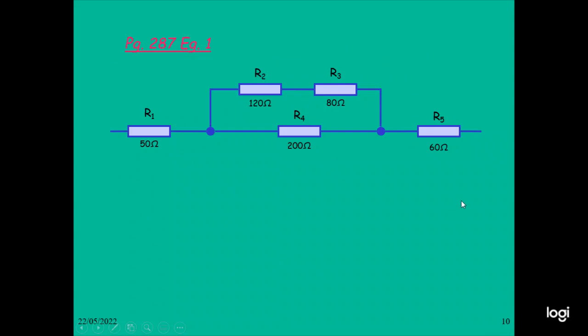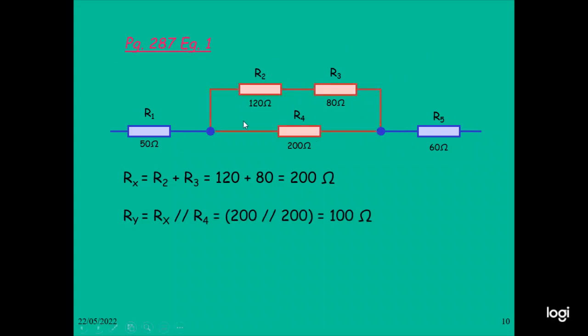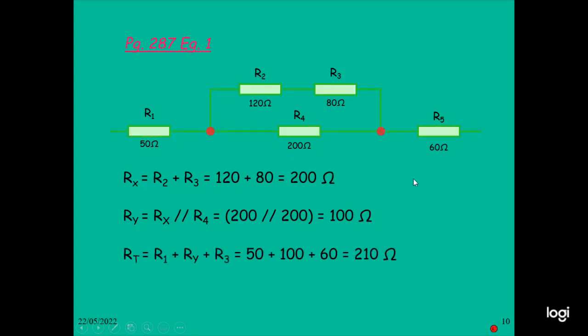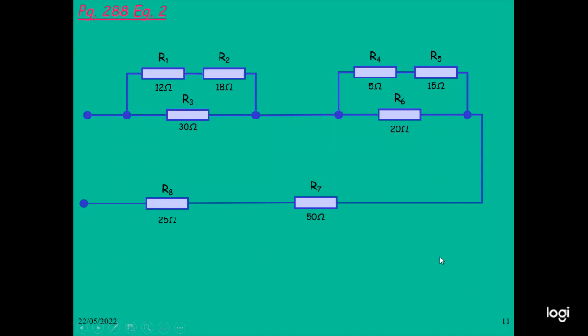And also this is for the equation with this connection here. Given this connection, RA is equal to R2 plus R3, you get 120 plus 80, 200 ohm. Firstly you have to add. RB is the RA and R4 in parallel. So 200 and 200 in parallel, you get 100 ohm. So this 100 ohm plus 50 ohm and 60 ohm, 50 plus 100 plus 60, you get 210 ohm. So this is for the connection diagram of this connection here.